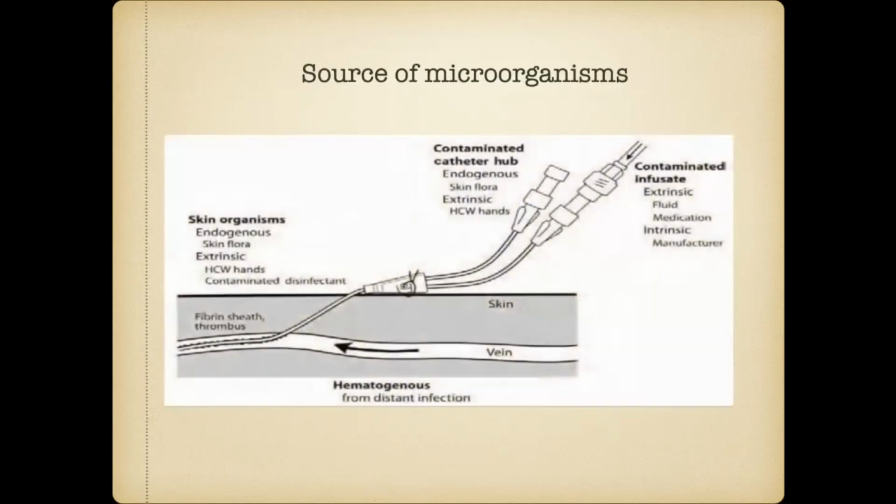And how does the microorganism get in? Okay, it can be because of the infusate itself, for example, the fluid or medication that has been given, maybe expired, or from the manufacturing itself, and then the catheter hub itself becomes contaminated, and the skin organisms. So that's why the healthcare workers handling the catheter should be fully sterile, wearing the barrier, the sterile glove and so on, to prevent this from happening.